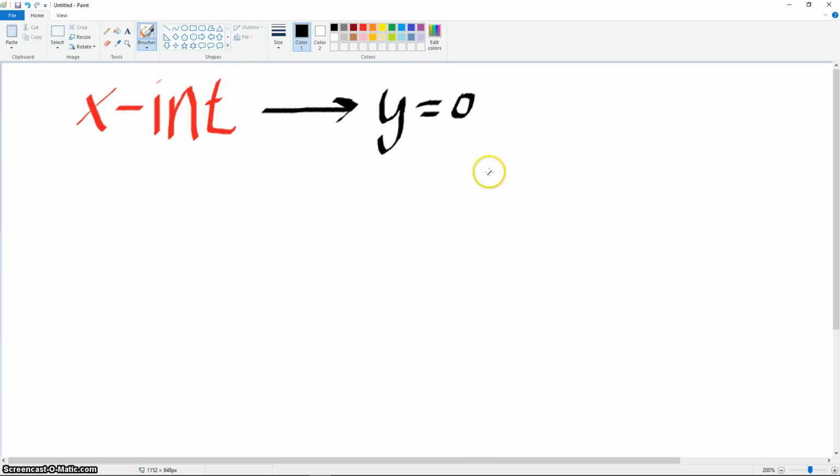Likewise, we're going to use that same logic, and what do we know is true at the y-intercept? Well, we can say that at the y-intercept, x is equal to 0. That's the definition that you just copied down.